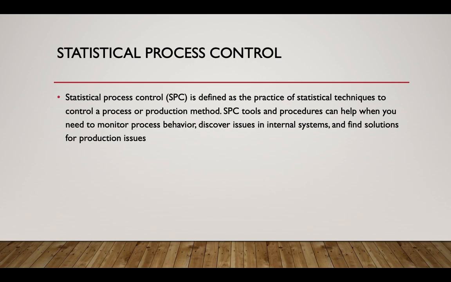So before we get into it, I'll start with a quick overview. Statistical process control, or SPC, is an industry standard used for measuring and controlling quality during a manufacturing process.